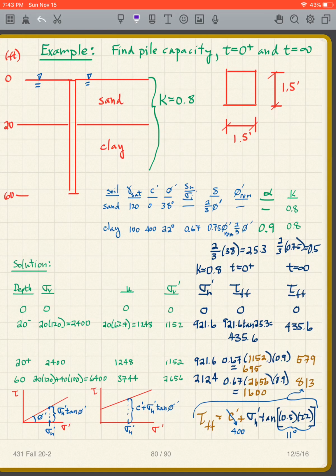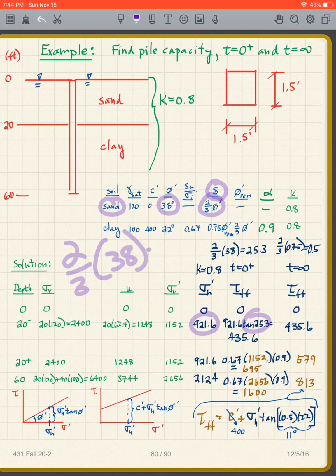Now I'm going to make this simple. I'm going to have the tau ff at t equals 0 plus and the tau ff at t equals infinity. For the sand, it doesn't make any difference; it's going to be the same. So for the sand, it's going to be the 921.6. Now, how did I get tangent of 25.3 degrees? Well, I'm using my delta in my sand, which is 2/3 phi prime. The phi prime is 38. So 2/3 times 38 equals 25.3.